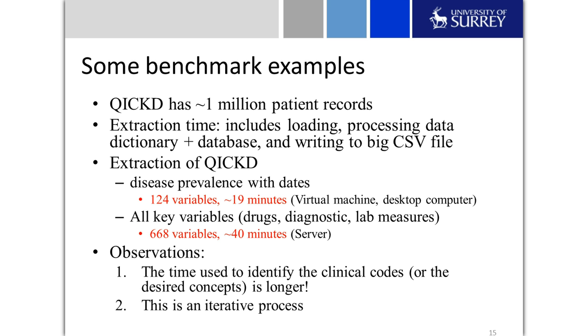The dense matrix that we produce in the first case has 124 variables, and it took about 19 minutes on a virtual machine desktop. The bigger data set, which has 668 variables, took about 40 minutes on a server. And I observed two things. First, the time used to identify the clinical codes is actually longer than the time to process the codes. And second, this is an iterative process.